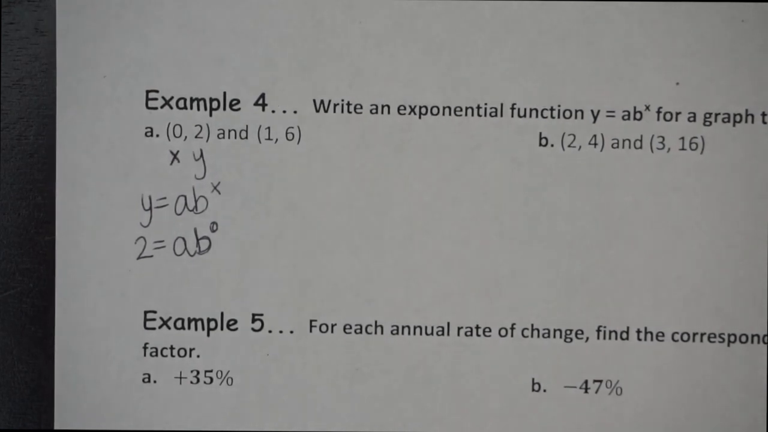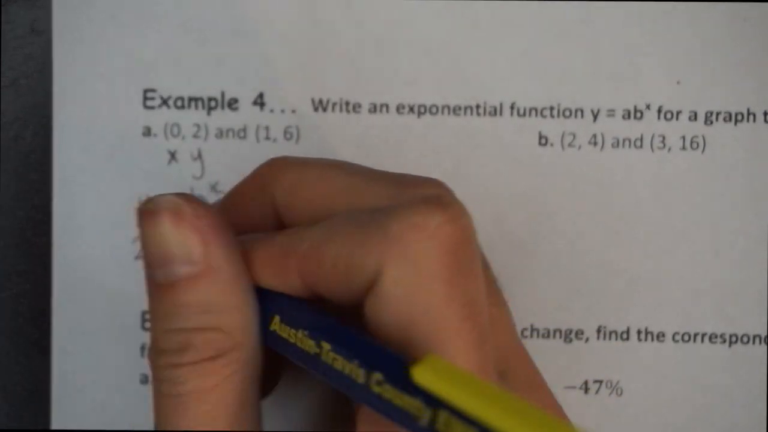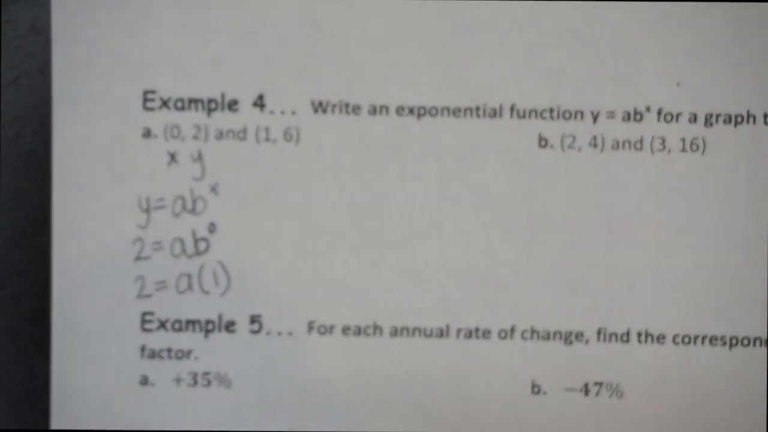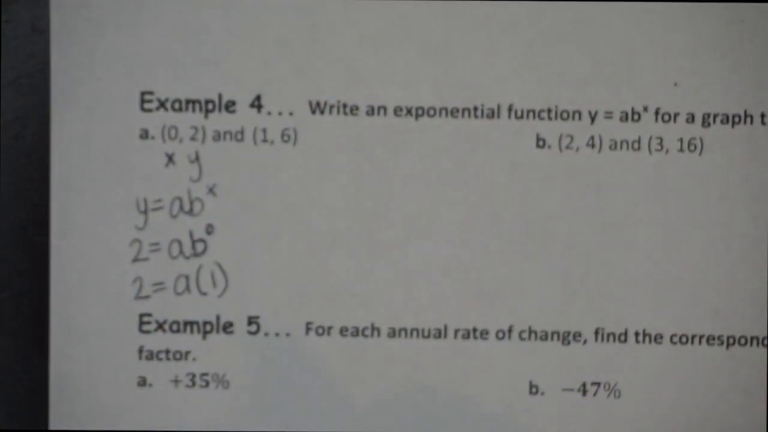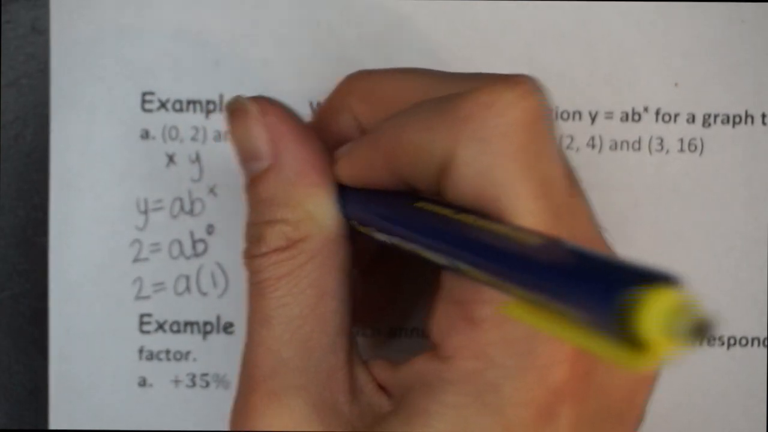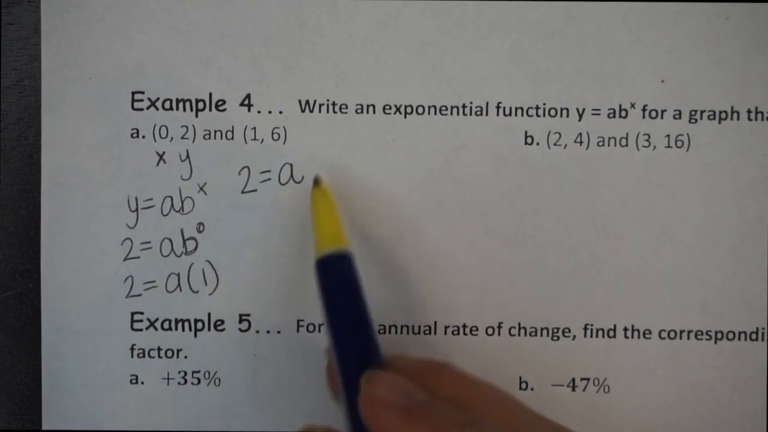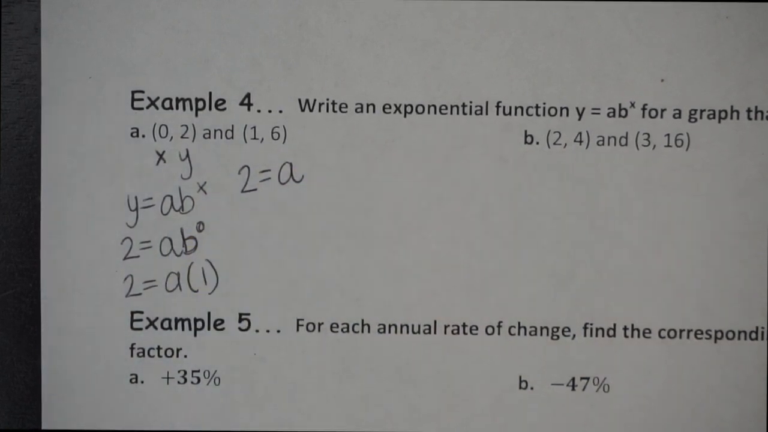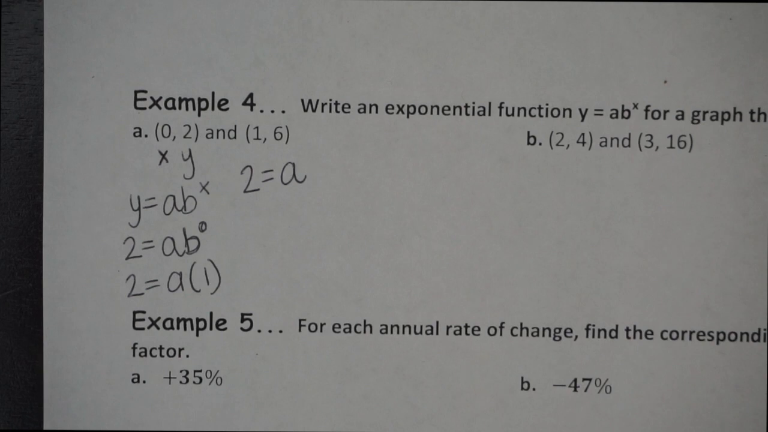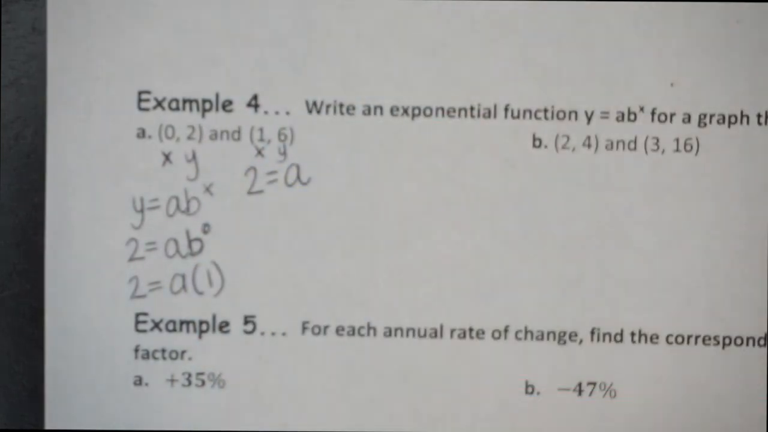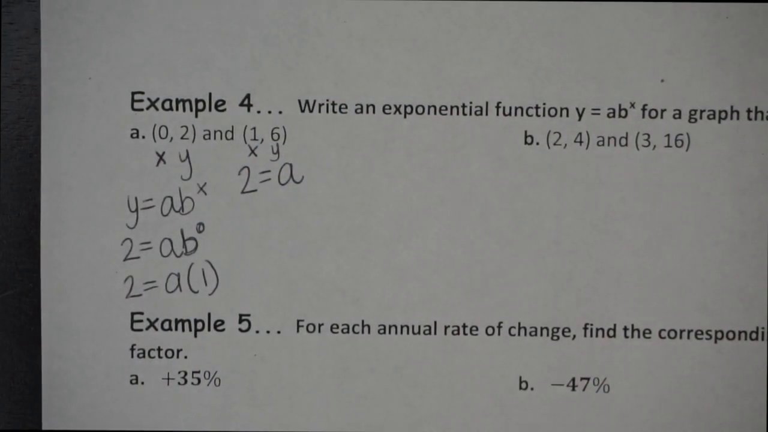So what this actually turns into is 2 is equal to a times 1, and a times 1 is just a. So a is equal to 2. And so that helps us figure out our b value later. Now that we know what a is, we're going to use our second set of coordinates and what we've learned about the value of a so that we can solve for b.